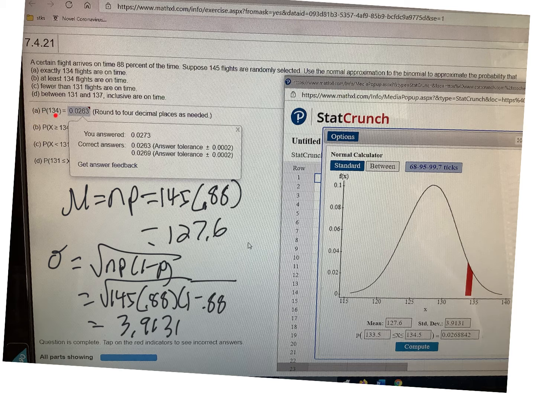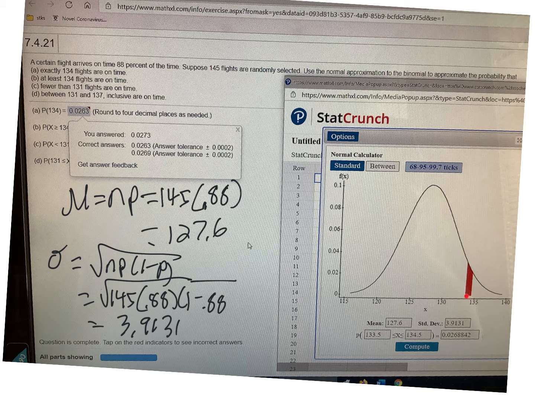So they want the probability of exactly 134 flights being on time. Well, that's a discrete number, and we always have to use an interval when we're doing normal approximation. So you click on Between here, and you just go a half on either side of it. So go a half, 133.5 to 134.5. Click compute, it gives you the answer.